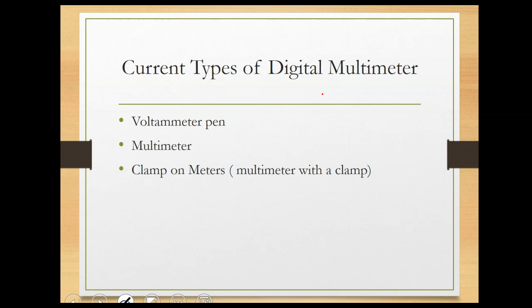So these are the current types of multimeters. The voltmeter pen, the multimeter, and the clamp-on meter: you need to have those 3 with you all the time. The multimeter has all the functions, and I'll show a picture. You need the clamp-on meter, you need the pen, and you also need the multimeter. There are some clamp-on meters that have it all. It has the detection part, and it has a multimeter. So we'll show a few of these.